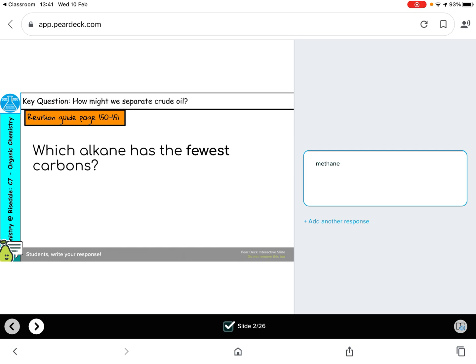Carbon atoms form 4 bonds and hydrogen atoms form only 1 bond. The first 4 alkanes are methane, ethane, propane, and butane. The smallest one of these, with the fewest carbons, is methane.